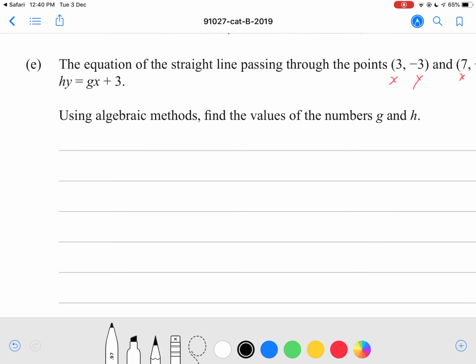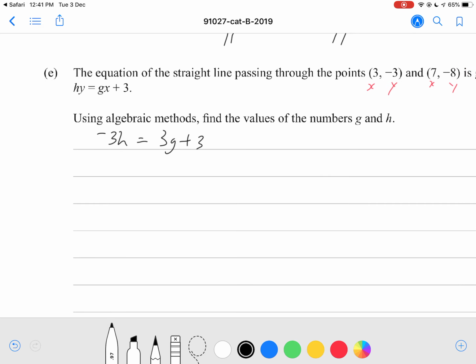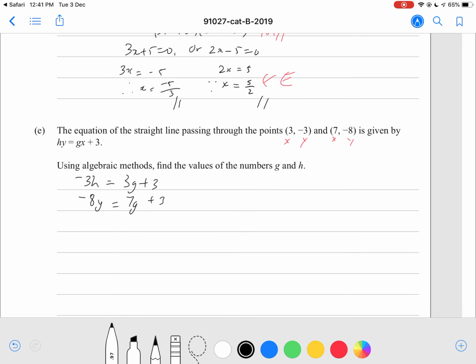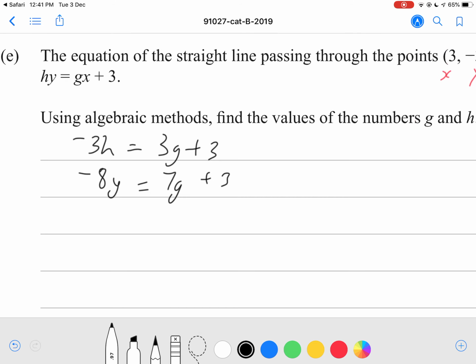So in this question, when x equals 3, y equals negative 3. So when y equals negative 3, negative 3h equals, x is 3, so 3g plus 3. And we also have the equation negative 8h is equal to 7g plus 3. Double check that, negative 8h, yeah. This plus 3 and this plus 3 is the same either way, so we'll keep it there for now, just in case.